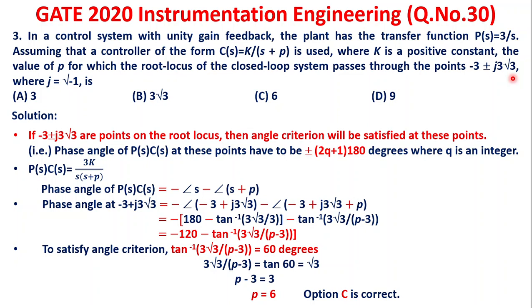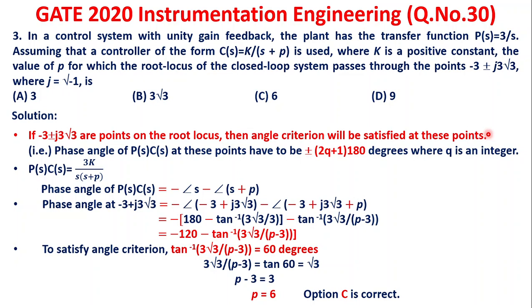If a point has to lie on the root locus, definitely it has to satisfy the angle criteria, and that's all. Therefore, these points are points on root locus, definitely. Therefore, angle criterion should be satisfied. That is the basic thing, no? For any point to lie on the root locus, angle criterion should be satisfied.